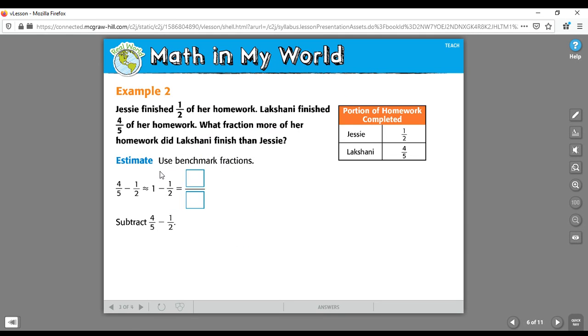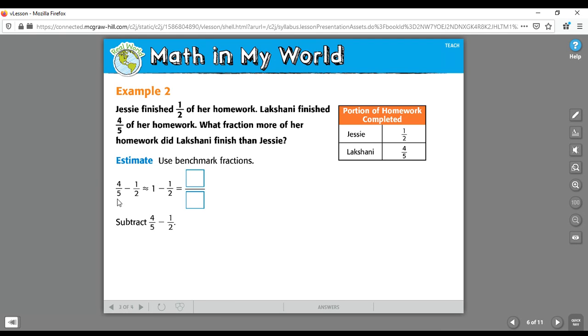Let's look at example number 2. Jessie finished half of her homework. Lakshani finished 4/5 of her homework. What fraction more of her homework did Lakshani finish than Jessie? So we needed to do 4/5 minus half because they did tell you Lakshani did more homework than Jessie. We just want to know how much more. What fraction more did Lakshani finish than Jessie? So that one goes first. 4/5 goes first. Then we take away how much Jessie did.